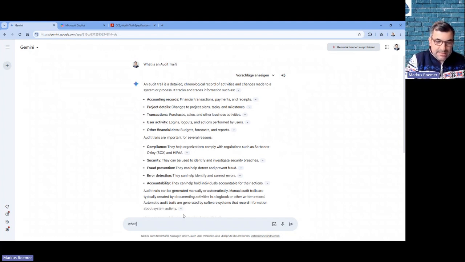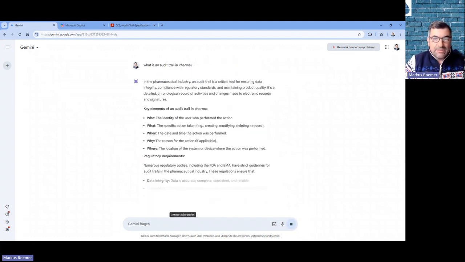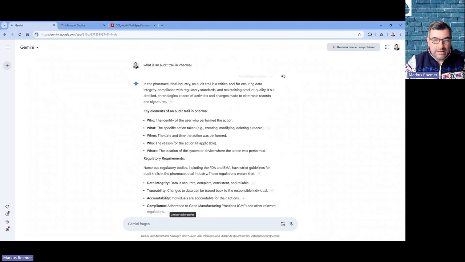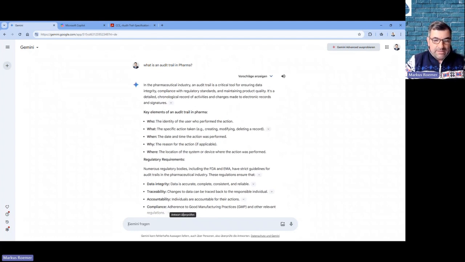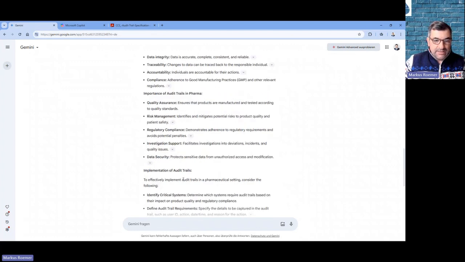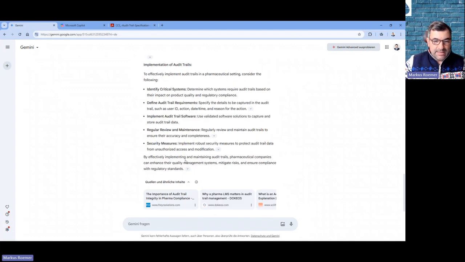So let's say, what is an audit trail in pharma? We do it a little bit stupid. In the pharmaceutical industry, an audit trail is a critical tool for ensuring data integrity, blah, blah, blah: who, what, when, why. Numerous regulatory bodies, including the FDA and EMA, have strict guidelines for audit trails in the pharmaceutical industry. Okay, thank you, Gemini. Implementation of an audit trail, the identification. What is that? I don't know the sources. Okay, let's do something else.